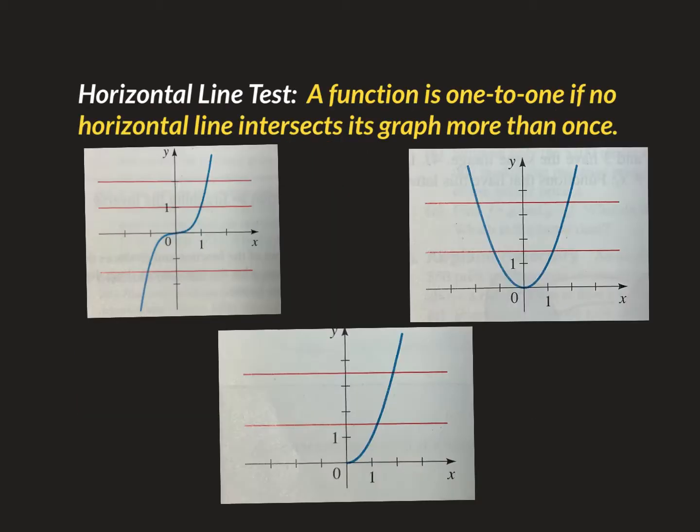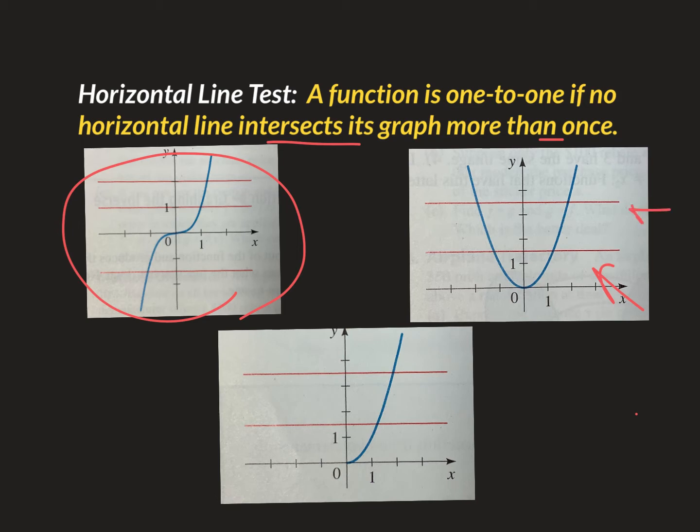The horizontal line test is a graphing test you could do to see if it is one-to-one. If you draw a horizontal line and it intersects the graph more than once, it is not one-to-one. So this first one right here is one-to-one because all the horizontal lines going through the blue graph only intersect at one point. That is one-to-one. This one is not.